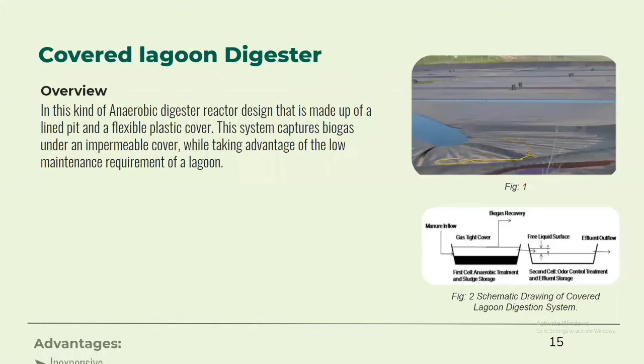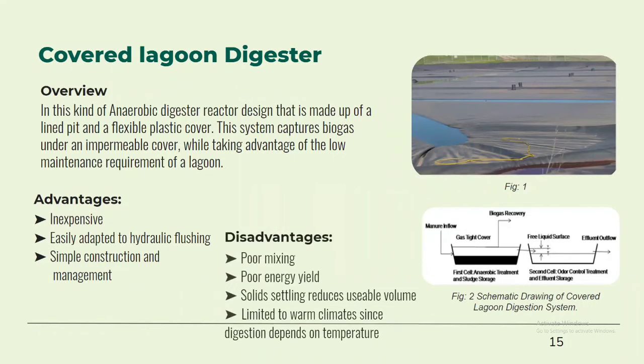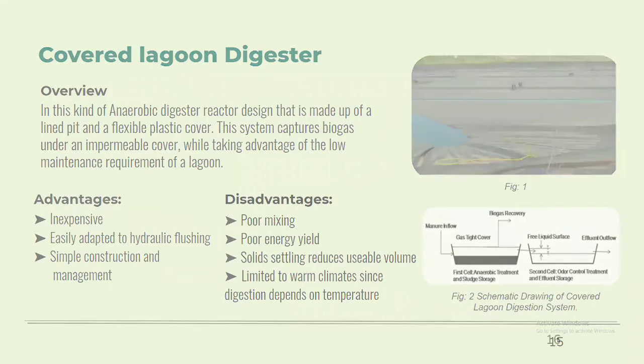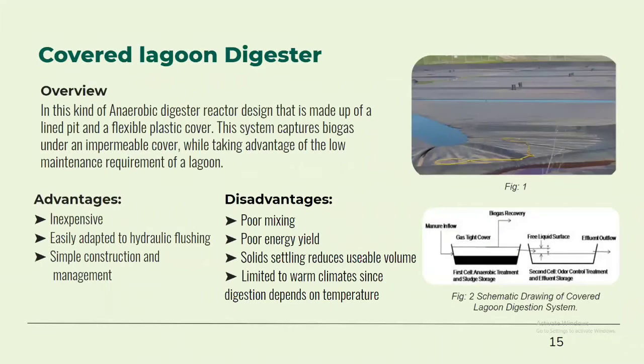Now I will talk about some advantages of covered lagoon digester. It is inexpensive. It easily adapts to hydraulic flushing. It has simple construction and management. Here are some disadvantages of covered lagoon digester. Poor mixing, poor energy yield, solid settling reduces usable volume, limited to warm climates since digestion depends on temperature. Figure 1 represents the covered lagoon digester and figure 2 represents the schematic diagram of the covered lagoon digester system.